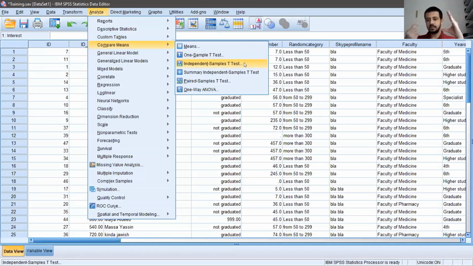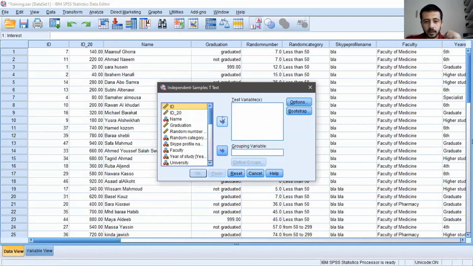Independent sample t-tests. Then I need two categories to be like independent samples. I need the ID 20, for example. But what I need is a grouping variable. What is the grouping variable in your opinion?